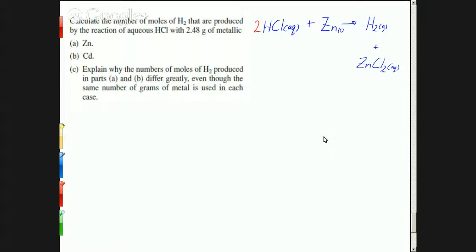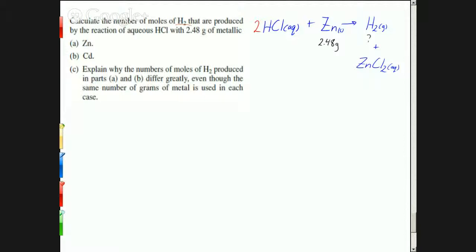Okay, so let's continue on with what we're asked here. What is the number of moles of hydrogen produced by the reaction of aqueous HCl with 2.48 grams of metallic zinc? So we're told here that we've got 2.48 grams of this, and we want to know how much hydrogen we produce. That's what the question's asking, right? How much hydrogen do we produce from the 2.48 grams of zinc?